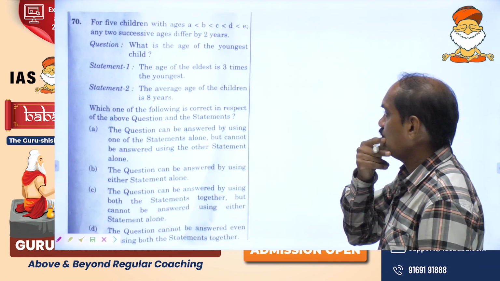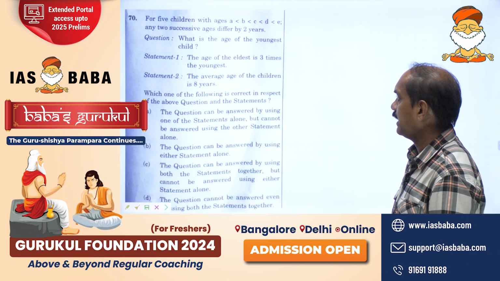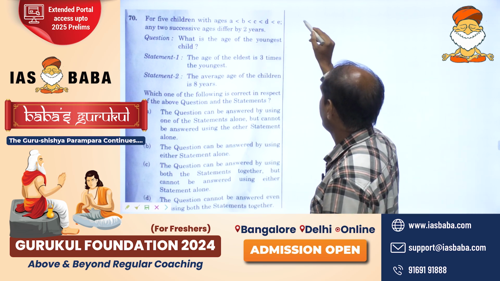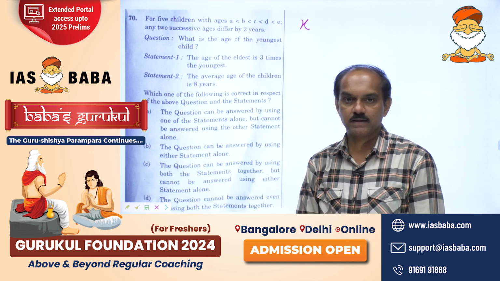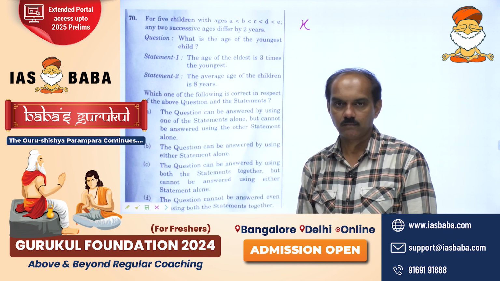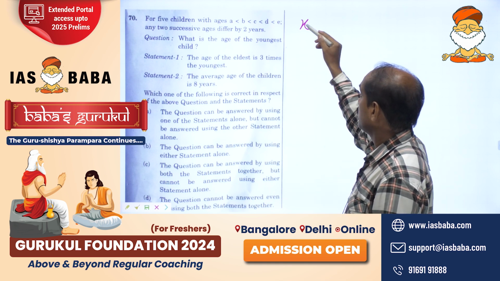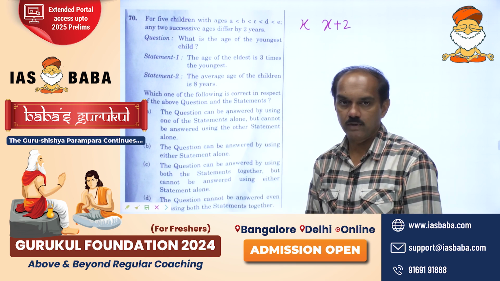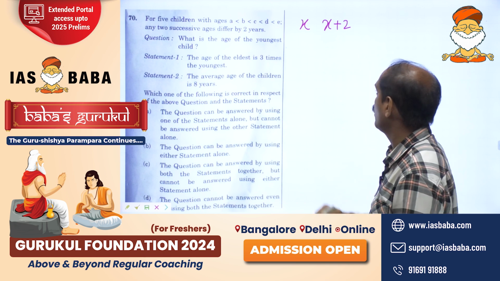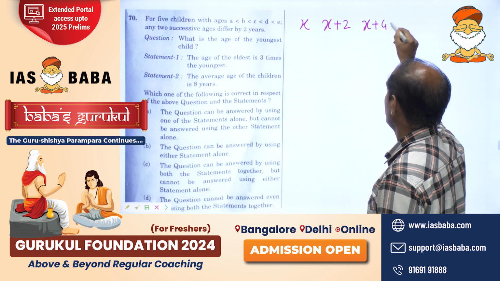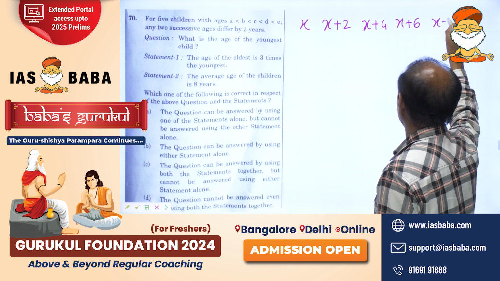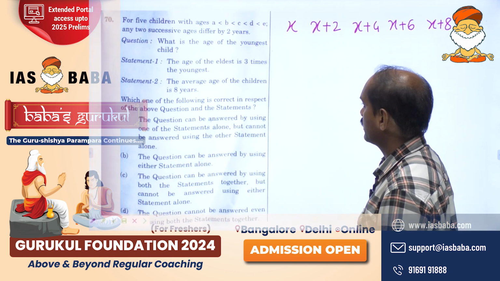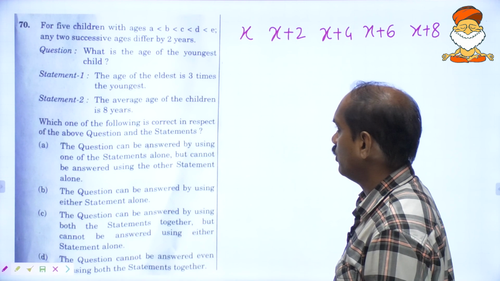So for 5 children with ages A, B, C, D, E, any 2 successive ages differ by 2. If the age of the first child is X, next he will be X plus 2 because they differ by 2. Difference between any 2 consecutive children is 2. Next child will be X plus 4. Next it will be X plus 6. Next it will be X plus 8. 1, 2, 3, 4, 5. How many children are there? 5 children. Okay.